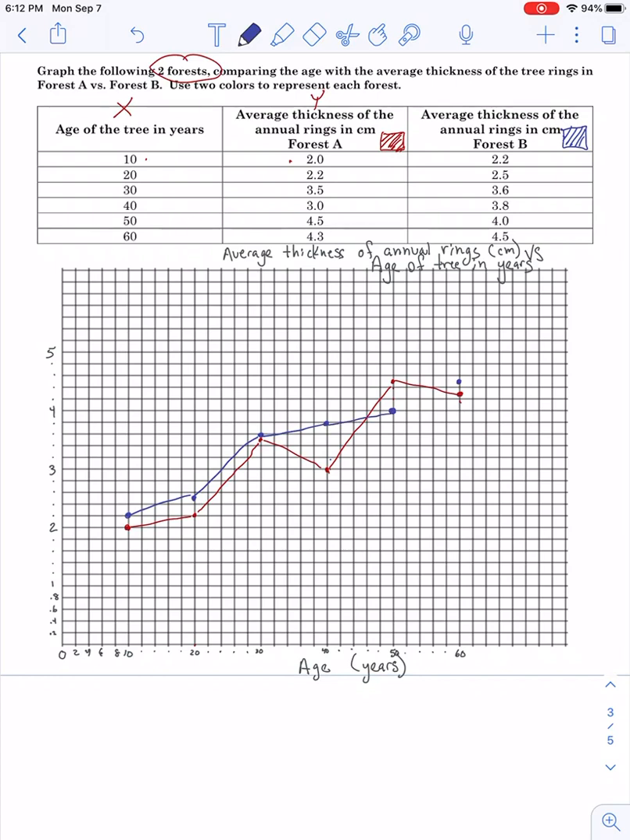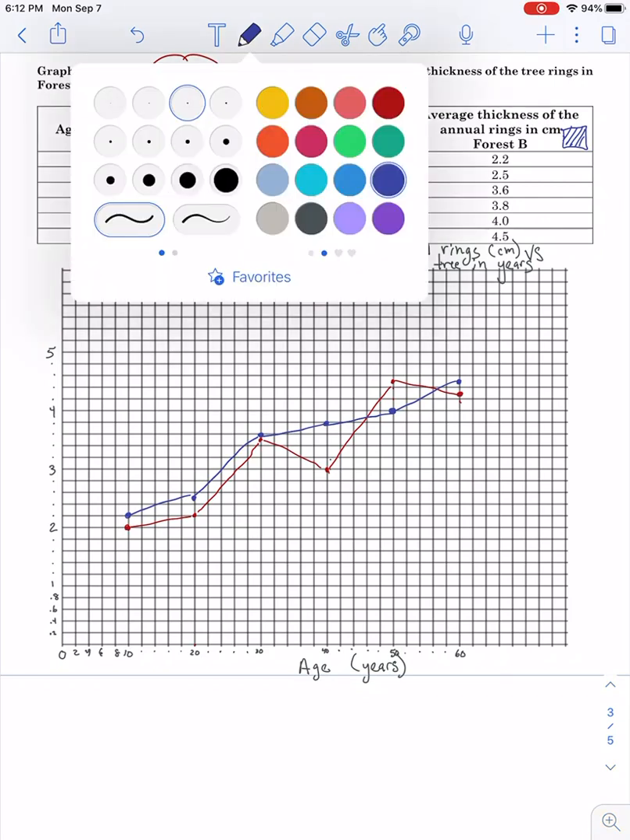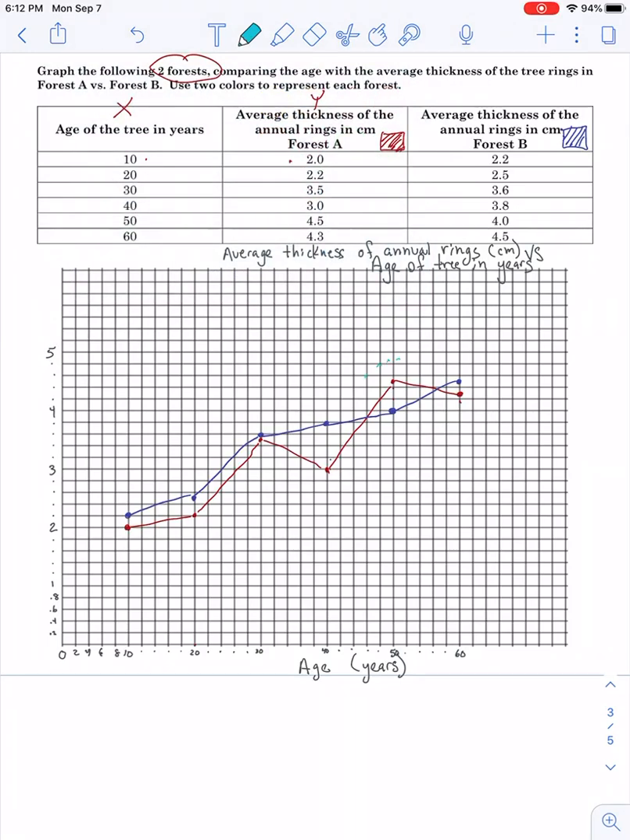Now, what this graph is showing me is that overall, Forest B seems to have more favorable growing conditions than Forest A. There was a period of time where that was not true, but for the most part, here, and it's starting to look like here, Forest B had less stressful conditions than Forest A. So that's your example.